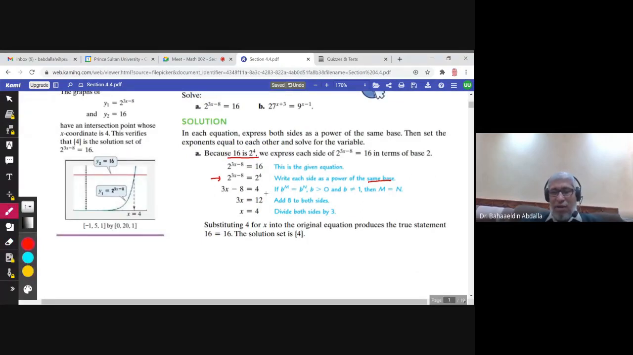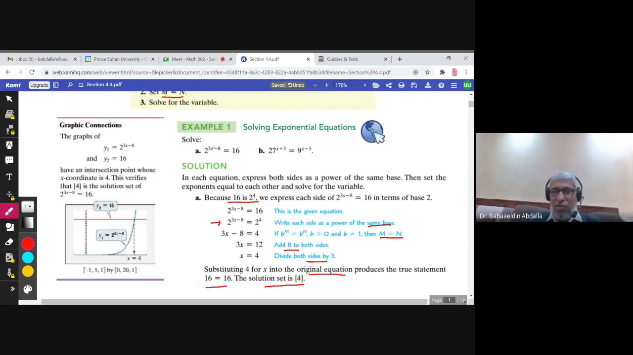Now you have m equals n. Now you have first degree equation. You solve it. You add 8 to both sides, and then you divide both sides by 3, and you get the solution. So the solution set is 4. If you substitute 4 into the original equation, you will get 16 equals 16. If you replace x by 4, it would be 12 minus 8, 4, 2 to the power 4, 16. 16 equals 16. So 4 makes this equation a true statement. So 4 is the solution of part A.